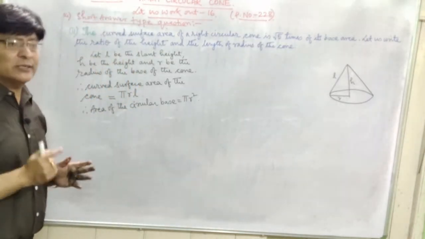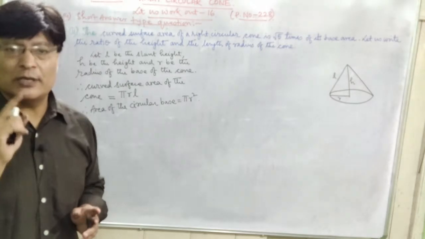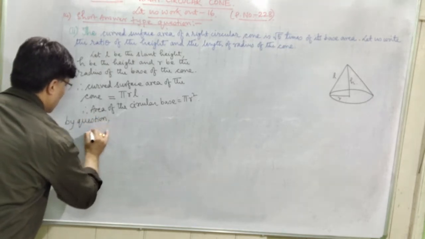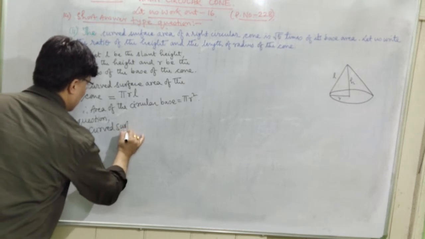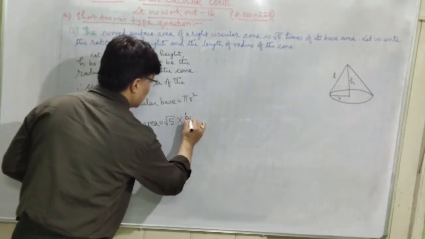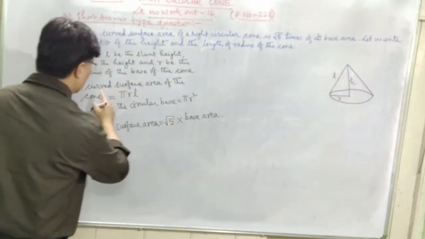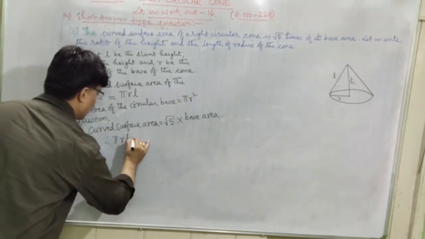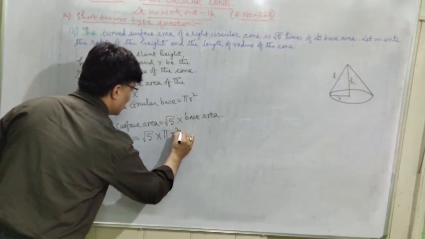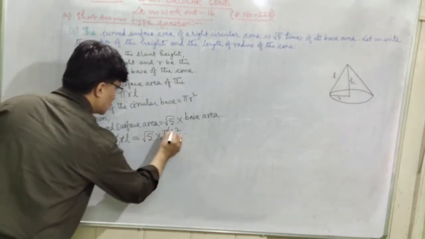Okay. So now by question it is given that the curved surface area of a right circular cone is equal to root over 5 times the base area. Okay. Now you can write here by condition, curved surface area is equal to root over 5 times the base area. So what is the curved surface area of the cone here? It is pi RL. Pi RL is equal to root over 5 into what is the base area? Base area is pi r square. Is that clear? So here you can cancel this, pi will be cancelled. Here r and square will be cancelled.